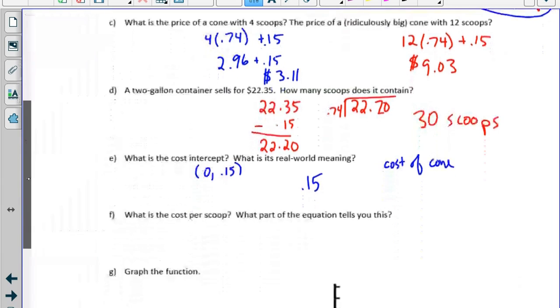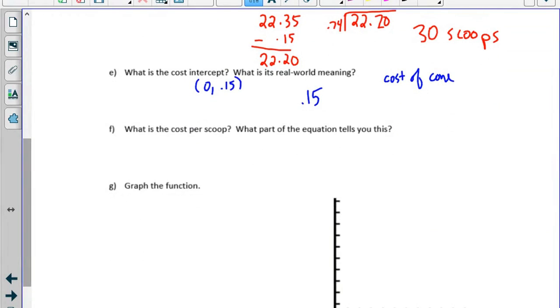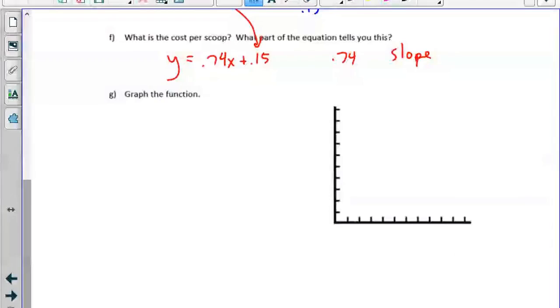Now, all of this would be way easier if I actually had an equation. So I'm going to write an equation. Y equals 0.74x plus 0.15. So this is the y-intercept or the cost intercept. And this cost per scoop is 74 cents, which we already kind of figured out earlier. And this is the slope of the equation. So now we're going to graph the function.